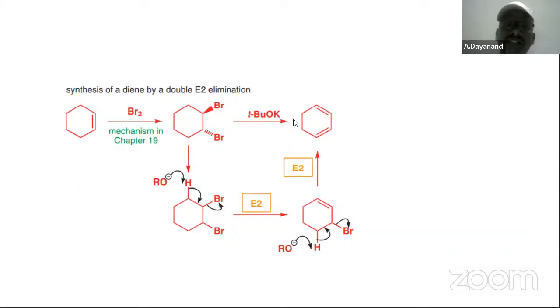Synthesis of diene: potassium tertiary butoxide, E2 elimination takes place. It is an E2 elimination reaction. Okay, HBr is lost, H here and here also HBr is lost. Potassium tertiary butoxide, OEt, HBr is lost.